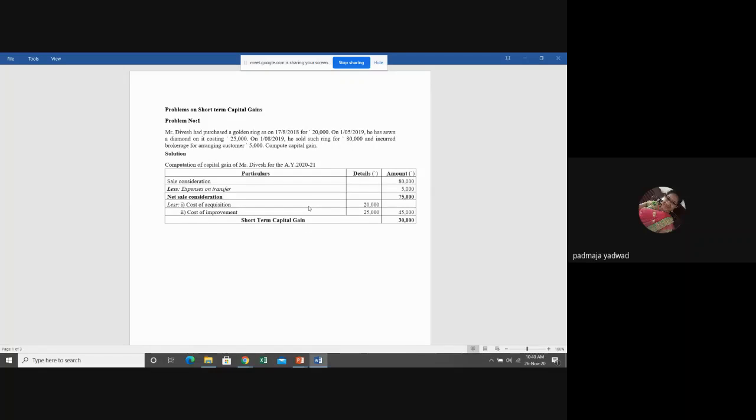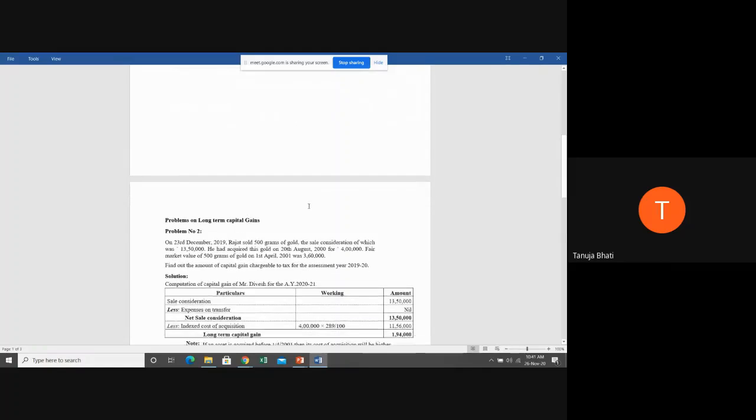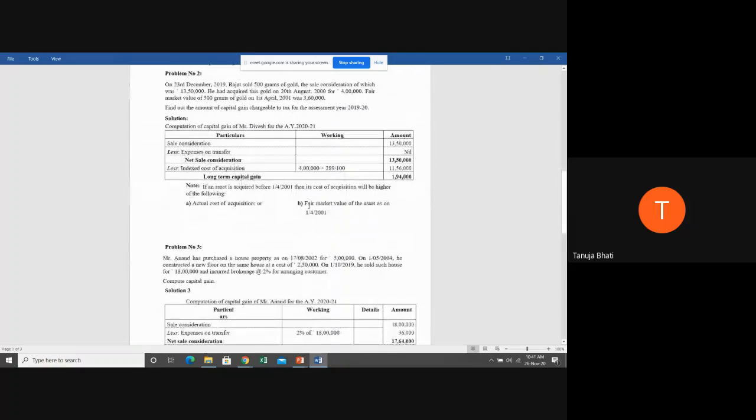Why? Short-term asset, ma'am. Very good. Indexation is only used for long-term capital gain. Okay. Now, let us see problem number 2.